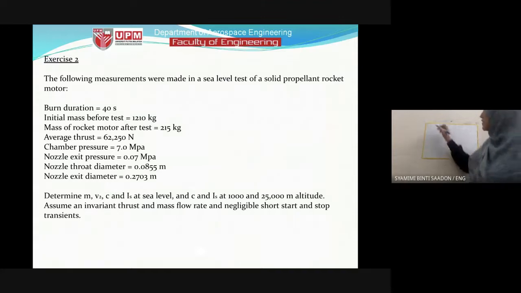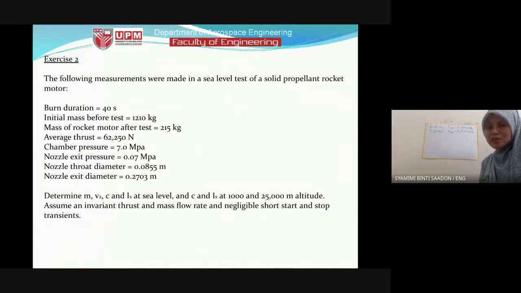At 1,000 meter altitude, we have P ambient given around 0.0898 megapascal, and at 25,000 meter altitude, the P ambient is 0.00255. So it is smaller. Okay, the higher the altitude, the lower the ambient pressure.